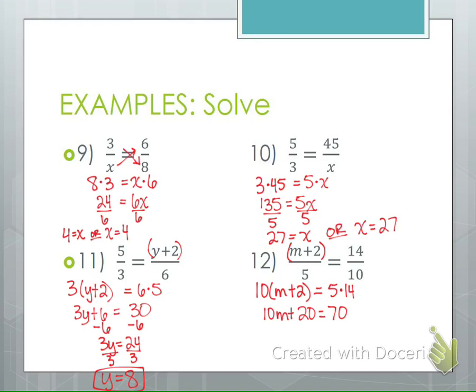Now we're ready to keep solving. Next step is to subtract 20. We're left with 10m equals 50. Last step. Divide by 10. m equals 5. I ran out of room, so I continued my work over there. Questions, concerns about any of these examples? Make sure you're looking out for those situations where you'll have to distribute when we've got more than one term in a numerator, or it could be in a denominator.